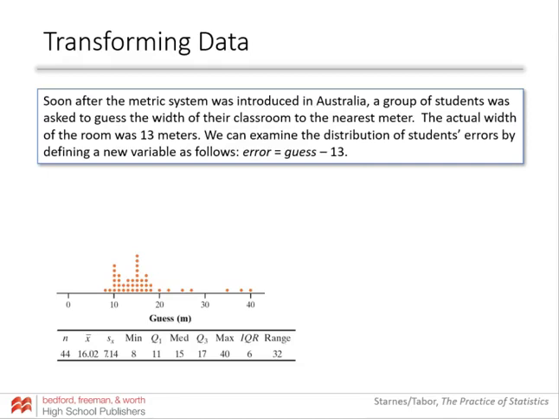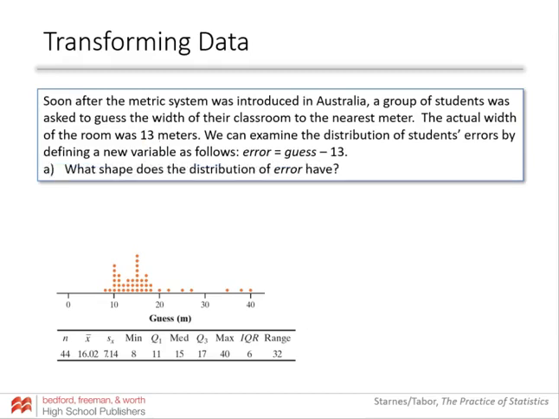All right, so we have a group of students in Australia that's asked to guess the width of their classroom to the nearest meter, okay? And then the actual width of the room was 13 meters. So instead of putting their guesses, what we want to know is what was their error? How far off were they? So if we take their guess and subtract 13, that will tell us how far off their guess was.